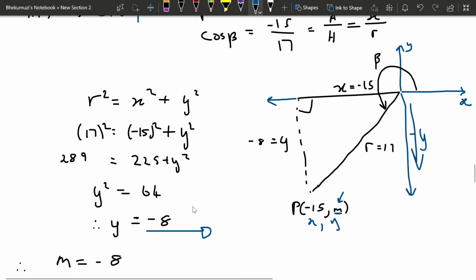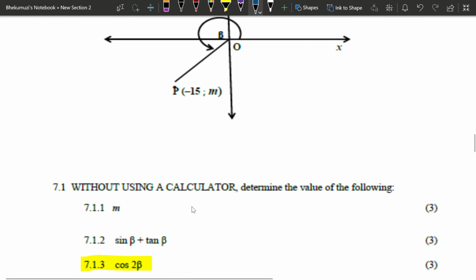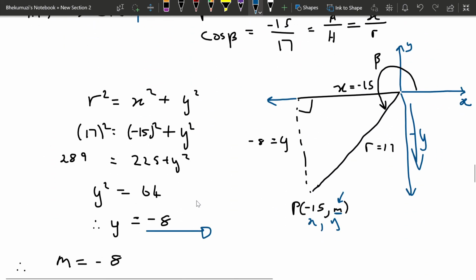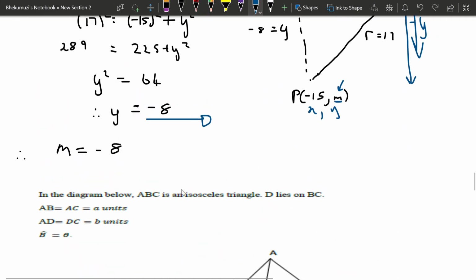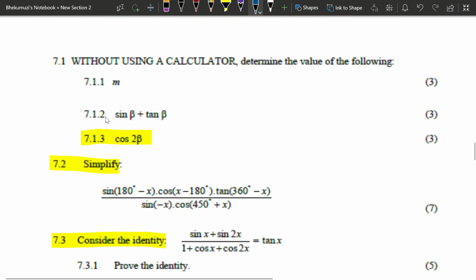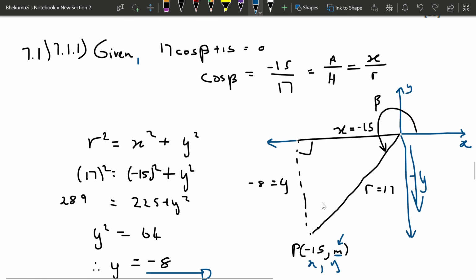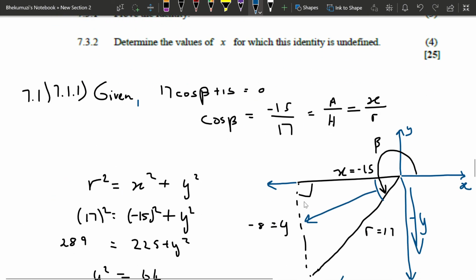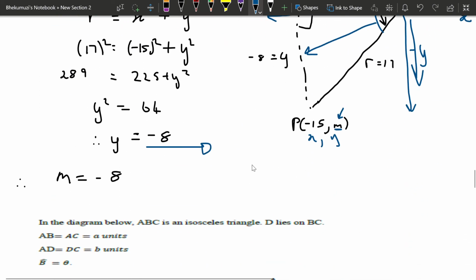But now the important values that you need to find in this type of question is what? You need to find your x, your y, and your r, so that you can use those to calculate the rest. In this case, when you try to calculate sine beta plus tan beta, it would be very easy, where you just look for your sine here. In this case, what would be your sine? There's the angle, so it would be -8/17, right? So -8/17 plus -8/-15, and then you'd add that together and you'd find the values, right?